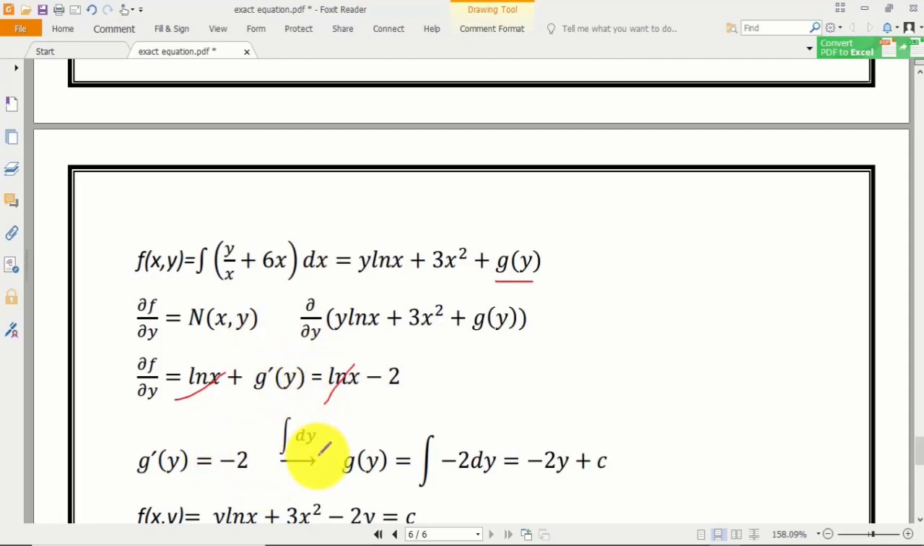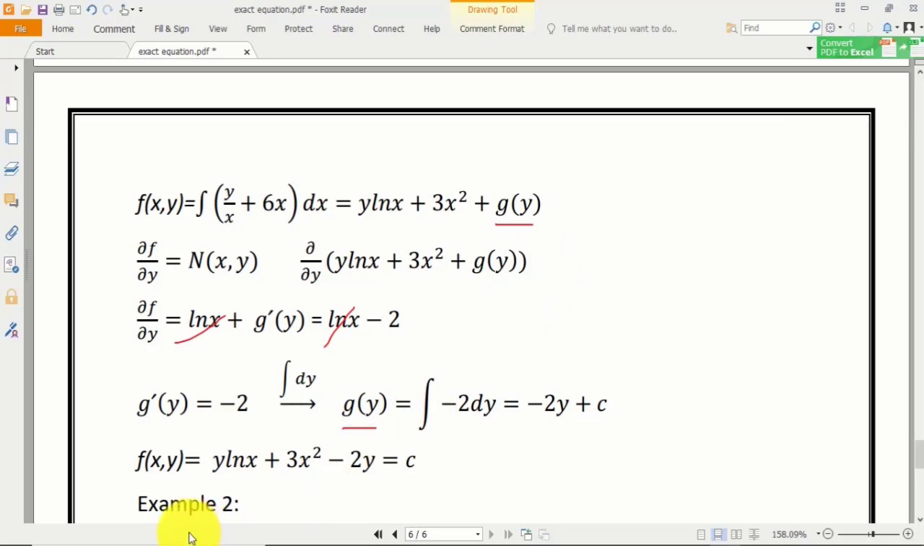By integrating with respect to y, the integral of g prime of y would be g of y, and the integral of minus 2 would be negative 2y plus c, the constant value. The only thing you are obliged to do is to plug g of y quantity in the f function. Then f of x and y would be y ln x plus 3x squared minus 2y equal to a constant quantity.